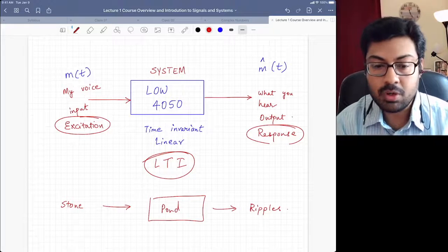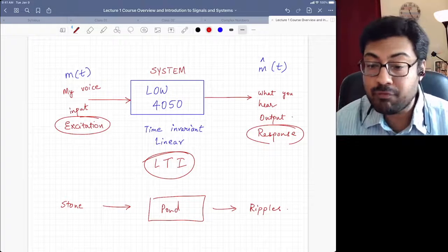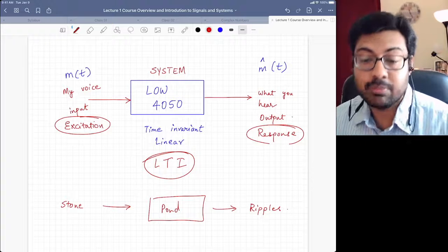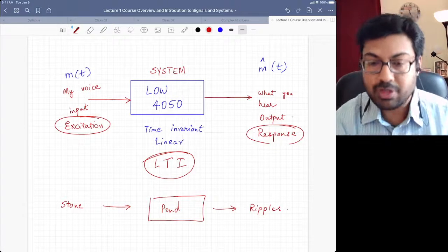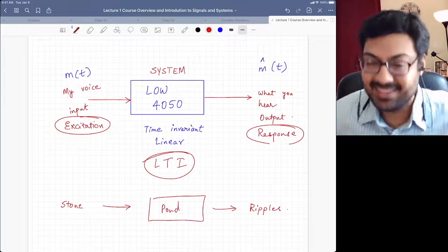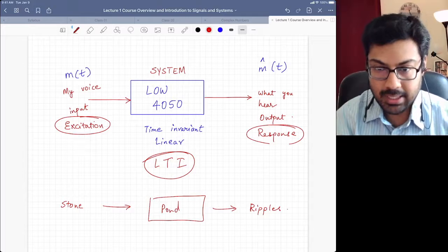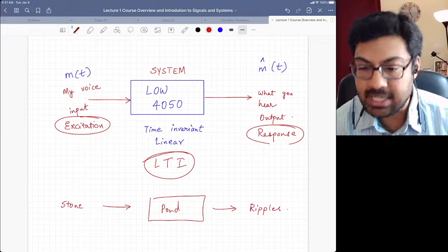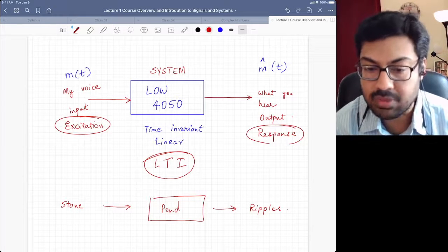And also, if I was able to do that, then if you say throw 4 stones, I should be able to predict how the ripples are going to be as a function of time and position, right? So you can do all of these. You can think about these ideas, and we will know more details about how to characterize a linear time invariant system and so on as we go through the lectures.